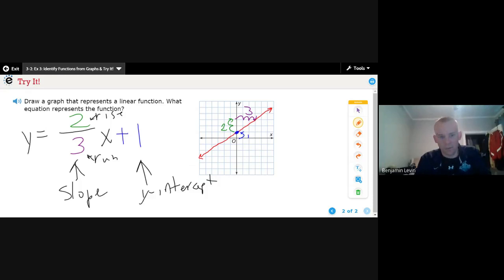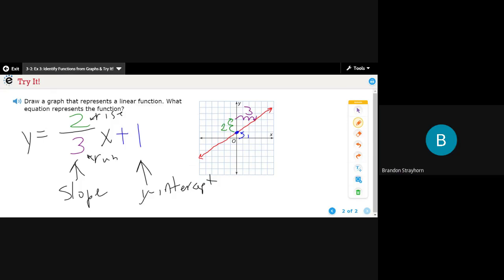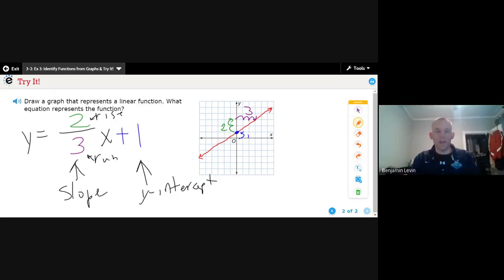So that's some review from last chapter. All right. Y equals 2/3 x plus 1. We drew a line and then we wrote a function to model it. Okay. We good on that? Any questions? What you got? Can you do another one? Yeah, let me clear this out and we'll do another one.